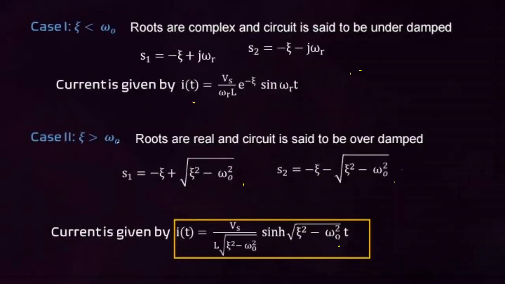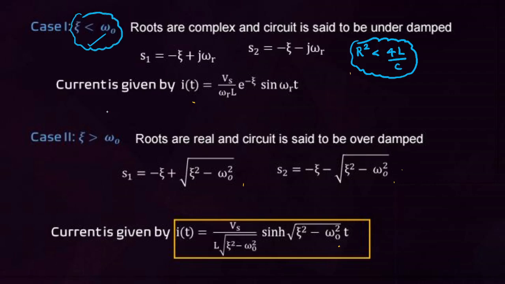There are different cases. Zeta less than omega naught: roots are complex and the circuit is said to be underdamped. For an underdamped RLC circuit, the condition is R squared less than 4L by C, or zeta less than omega naught. Both are correct. Next, for zeta greater than omega naught, roots are real and the circuit is said to be overdamped. In the overdamped case, R squared is greater than 4L by C with respect to circuit elements also. Here roots are complex.